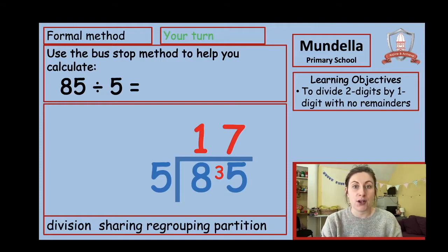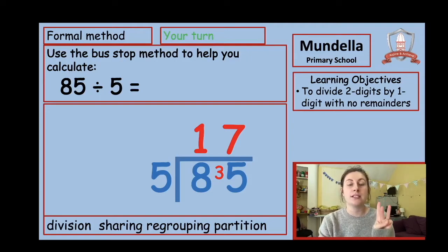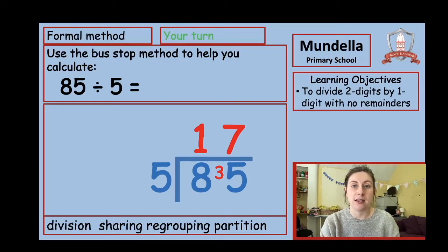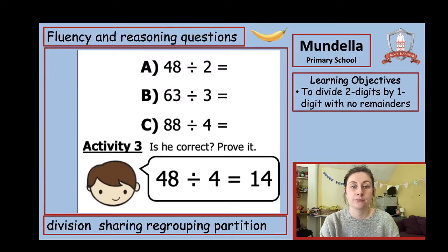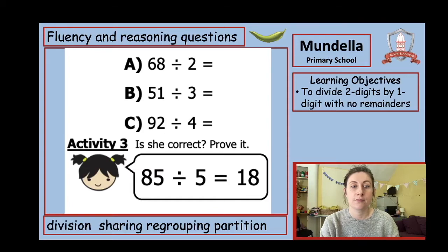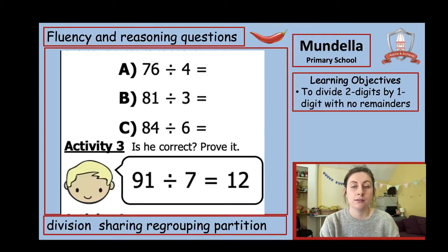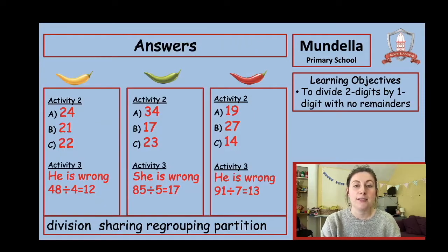If you're ready to start some questions on your own, then I've got 3 levels of challenge for you: mild, spicy and extra hot. Choose your challenge, press pause, complete your activity and then press play when you're ready to continue. Okay, let's see how you got on. Here are the answers. Press pause, mark your work and then press play when you're ready to continue.